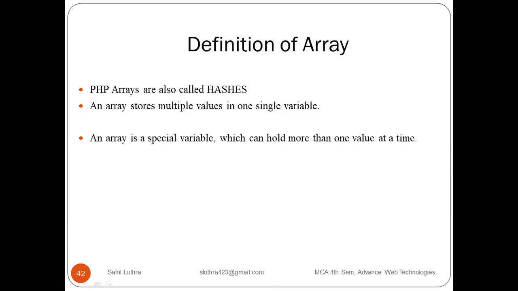So whenever we want to store more than one value in a variable at a time, at that time we are going to use an array. So the first point is that an array stores multiple values in one single variable. Next, an array is a special kind of variable that can hold multiple values at a single time. So this is called an array. In PHP, arrays are called hashes. It is used to store multiple values under a single variable.